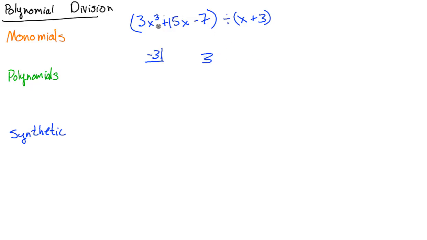Uh-oh, we're missing one. You remember how we would have had to put that 0x squared in? You do have to do that. There's 0x squared. You got to go x cubed, x squared, and then the x is a positive 15, and then a negative 7 on the end. And then go ahead and draw your line.